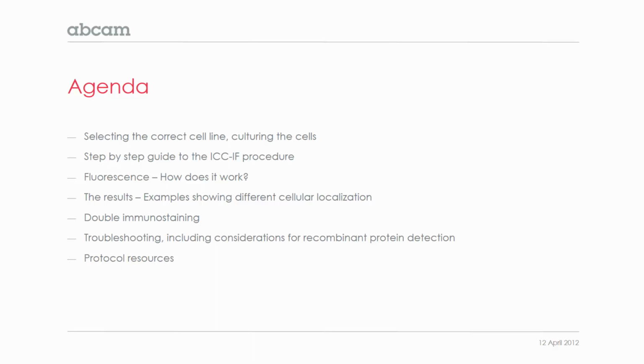We're going to take a look at some of the results, examples showing different cellular localization, because this is one of the main advantages of immunocytochemistry. We'll look at some considerations to take into account when you're doing double immunostaining. And then we'll take a look at some troubleshooting. Within that, I'm going to include some considerations for recombinant protein detection. And then I'm going to hand over to my colleague Augustine, who will take you through some of our protocol resources.